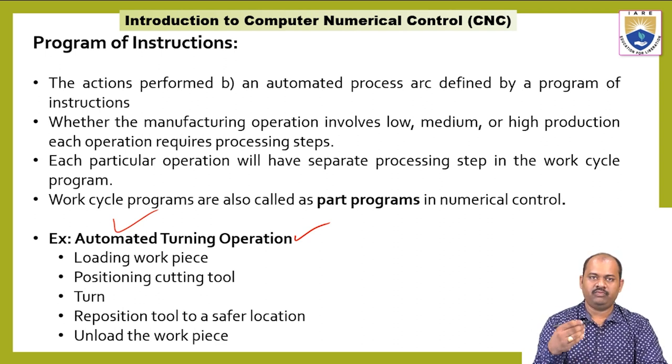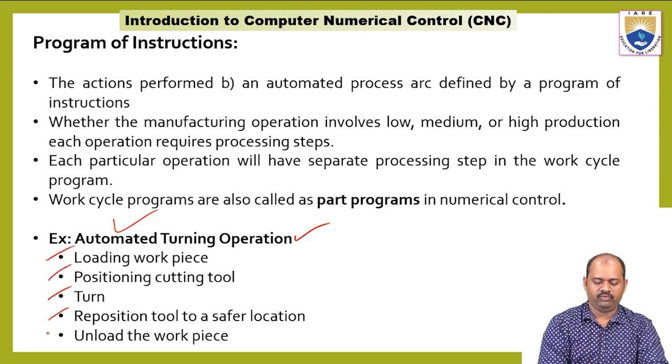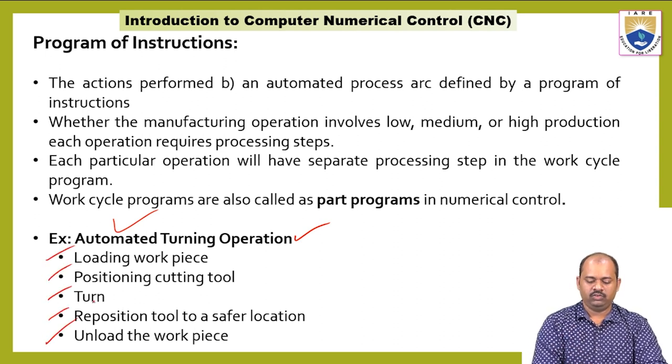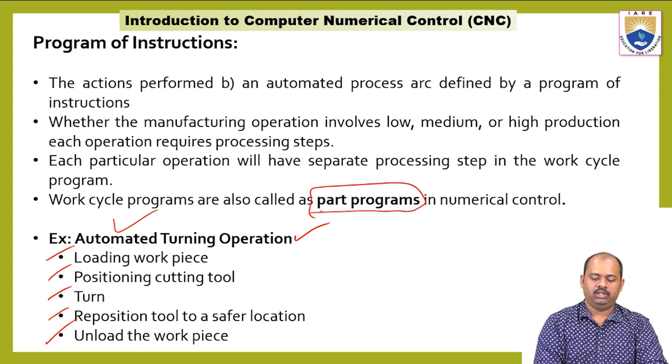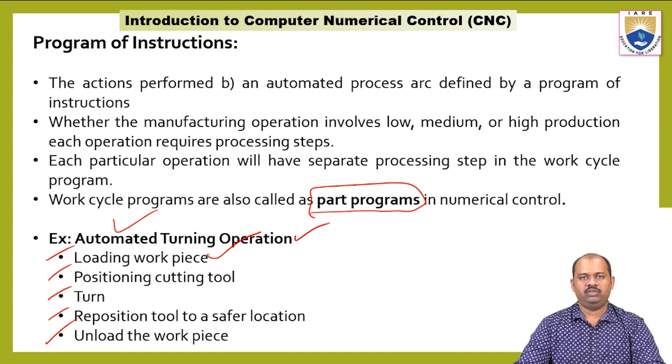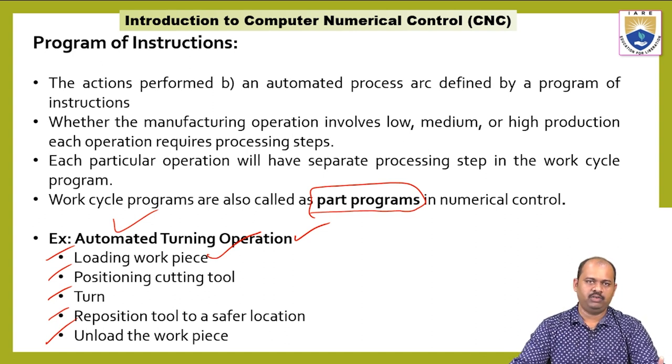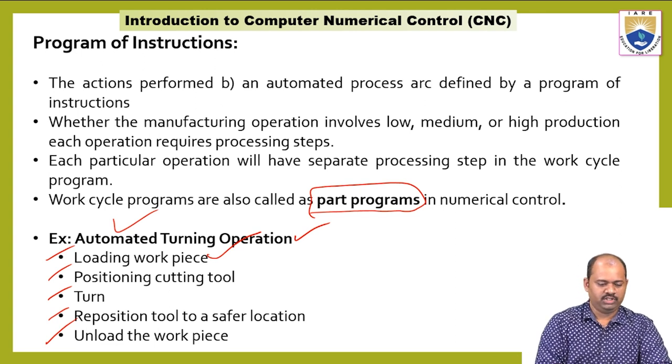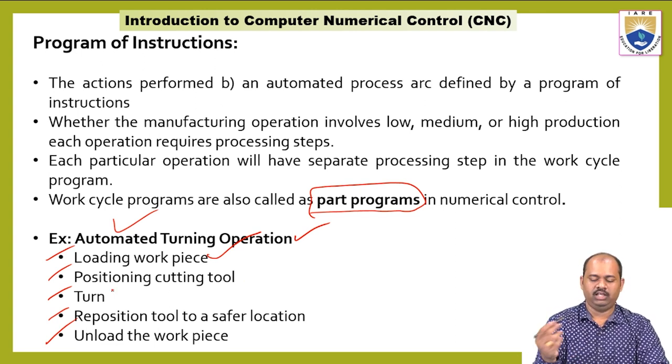So we need a set of instructions, like 1, 2, 3, 4, 5. 5 steps are there. For each step, we have to give a separate part program in order to develop the required object. So the first process is loading the workpiece. I want to load a workpiece into the automated lathe machine. I need one program for that. And then the second one is positioning the cutting tool. The cutting tool should be positioned in such a manner that we remove the required amount of metal from the object. Okay. The position of the cutting tool should be given in a separate program.